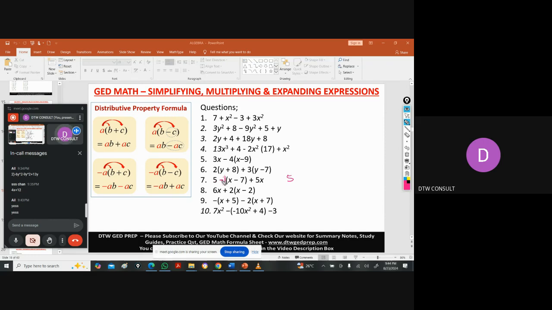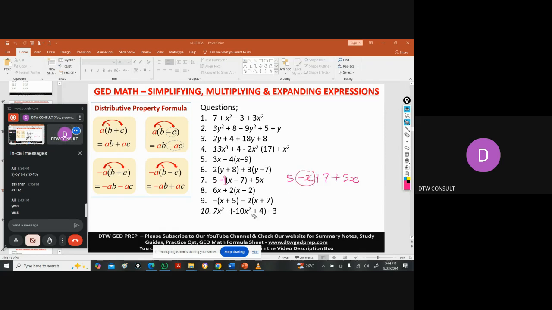So there's an invisible 1 here. So you do negative 1 times x, and that gives you a negative x. Negative 1 times a negative 7 will give us positive, because negative times negative is positive. So we do positive 7. Then we drop our plus 5x. Then we collect like terms. We pick the ones with the variables.